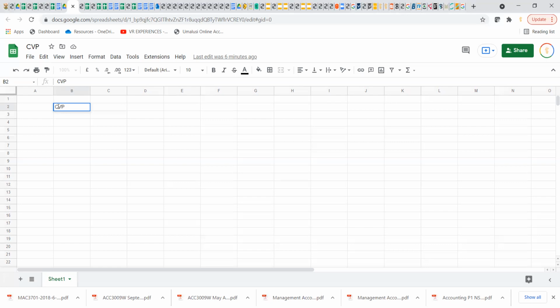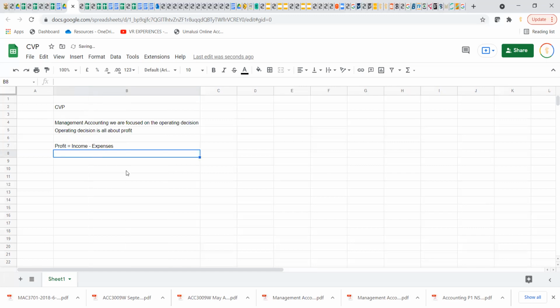Now, in management accounting, we are focused on the operating decision. Okay, the operating decision is all about profit. So it's about managing or making a profit. Now, what do we know? Profit equals income minus expenses. Okay, so profit equals income minus expenses.